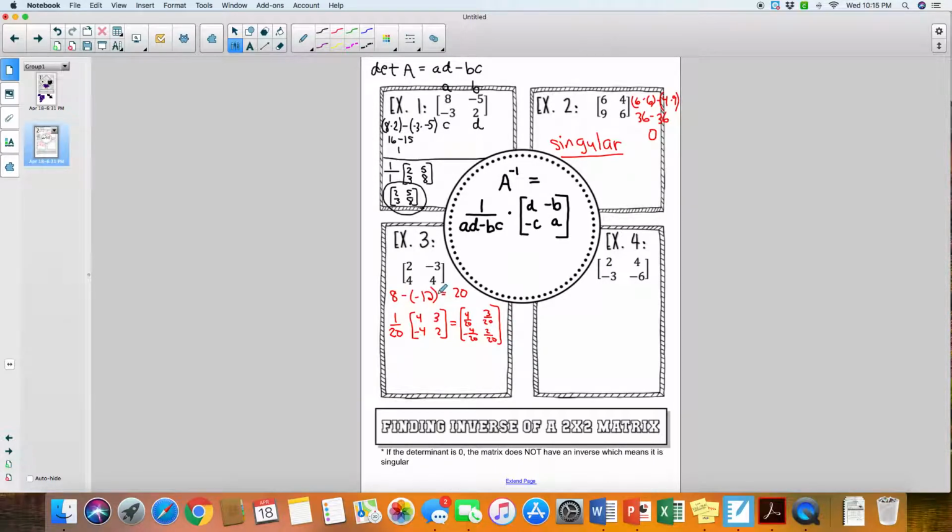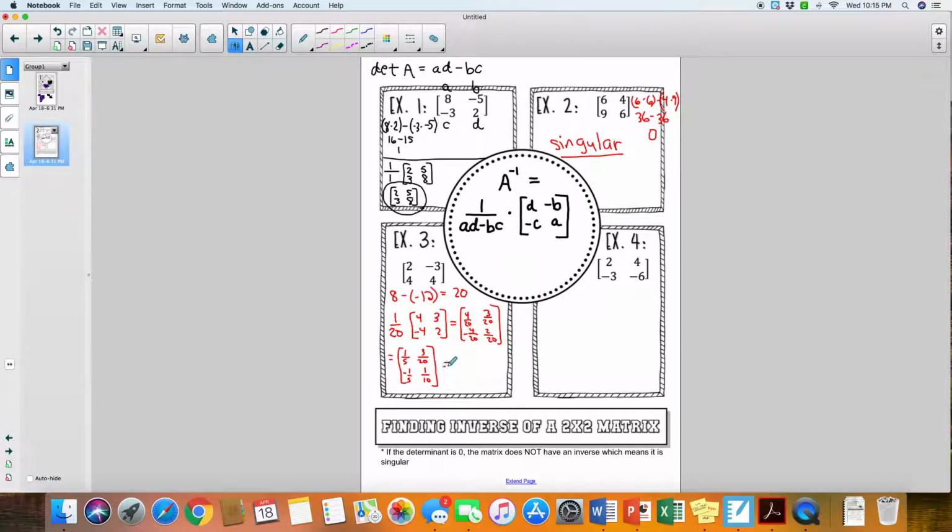And of course, you always want to reduce your fractions. If I had reduced this in fraction form, I would have gotten 1 over 5. 3 over 20 will stay the same. Negative 1 over 5. And 1 over 10.